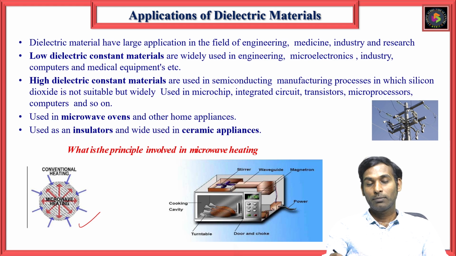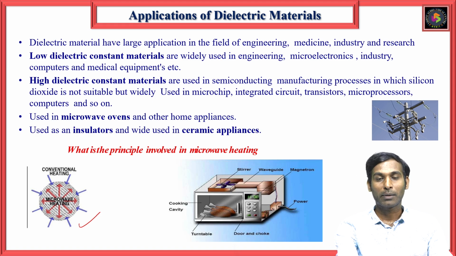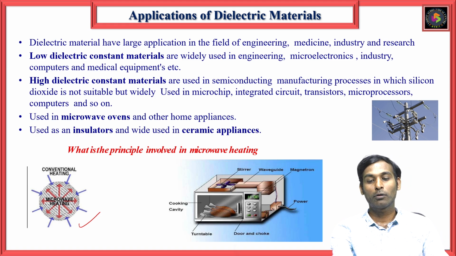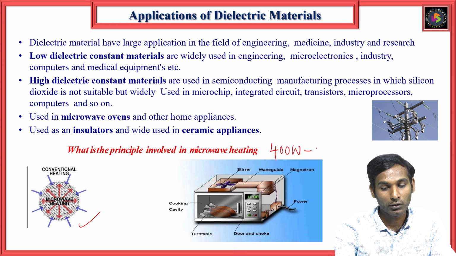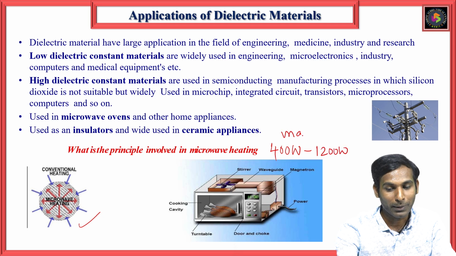Here, especially for the microwave oven, the source is a magnetron. Okay, the source is a magnetron. Its power is nearly 400 watts to 1200 watts. Microwave oven power. The source is a magnetron.